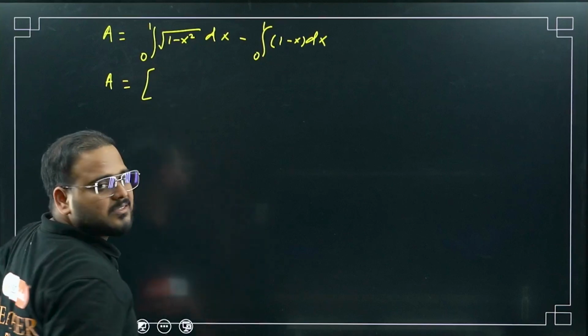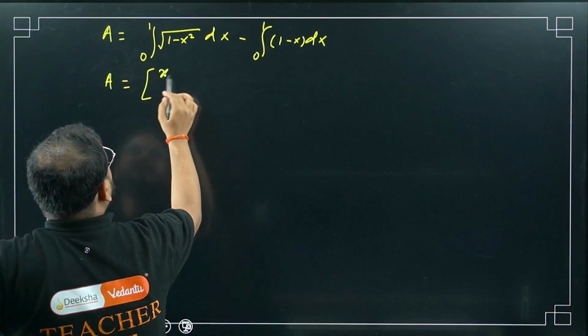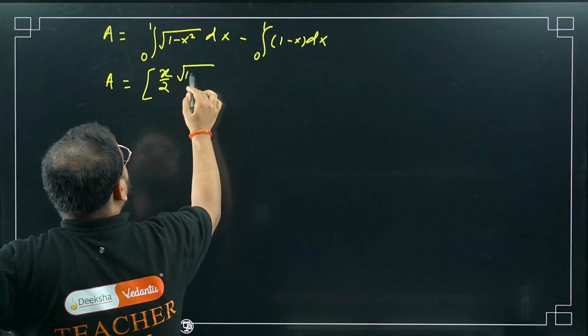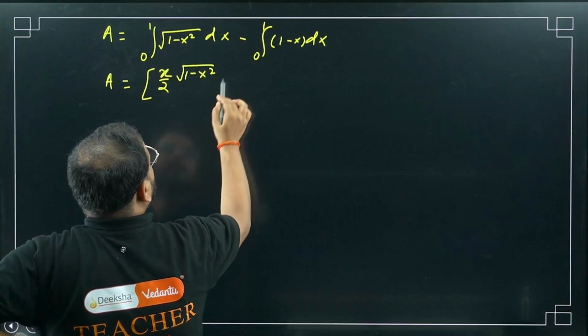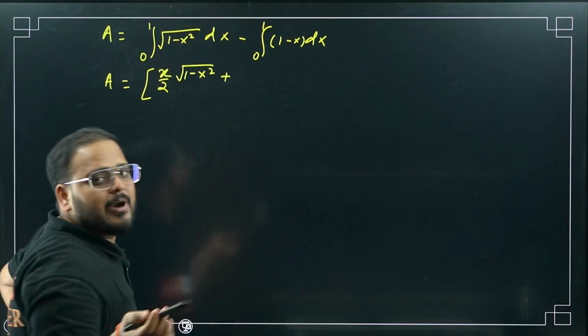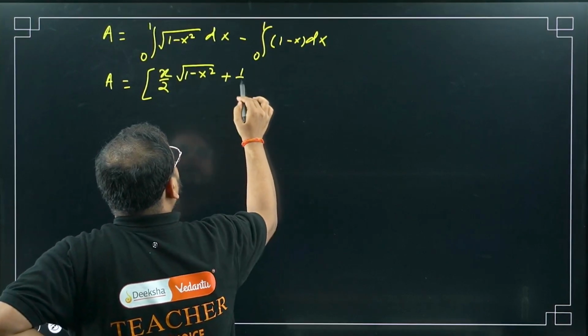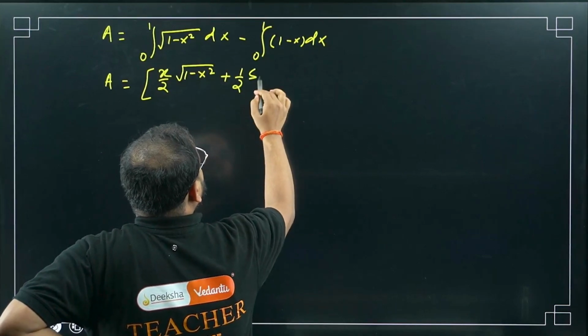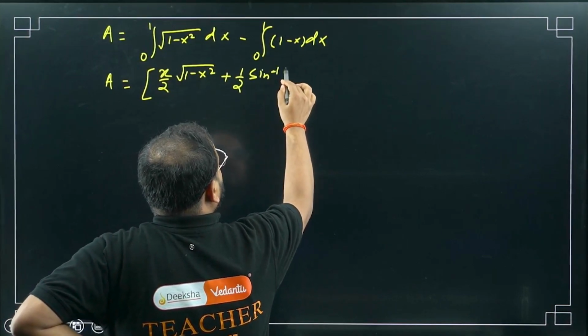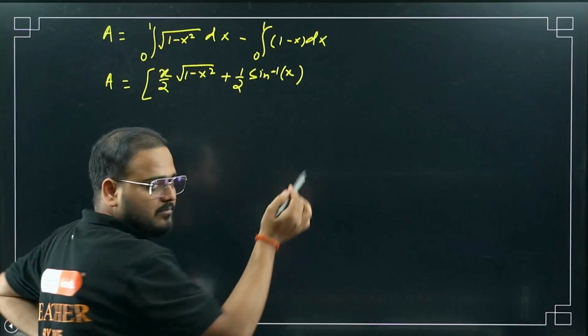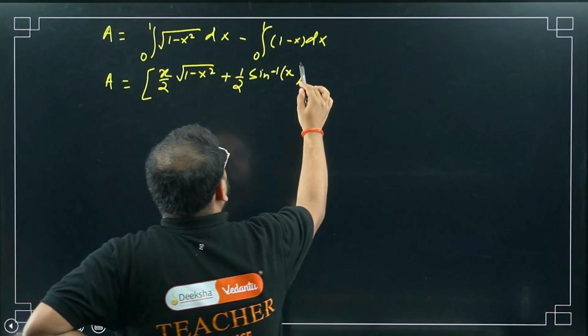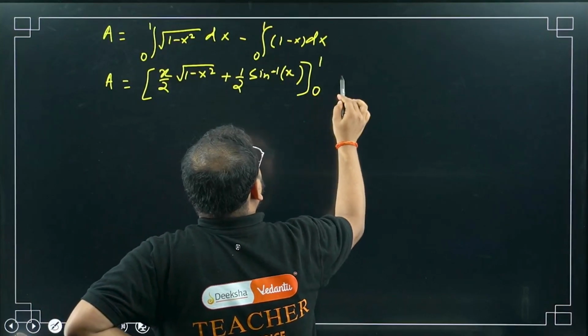A square is 1. Okay, so x by 2 stays as it is, x by 2, and the root under the root will remain the same, root of 1 minus x square. Plus sign will come, a square by 2. So 1 square by 2 will be simply 1 by 2. Then sin inverse of x by a, so simply x, because a is 1. A is 1. Okay, from where to where? From 0 to 1.